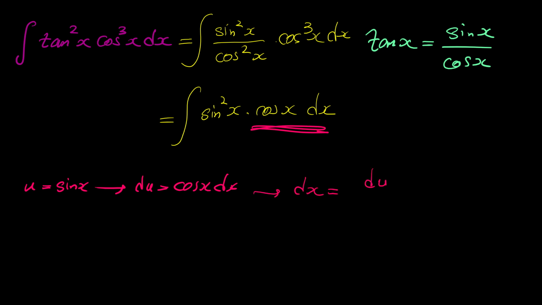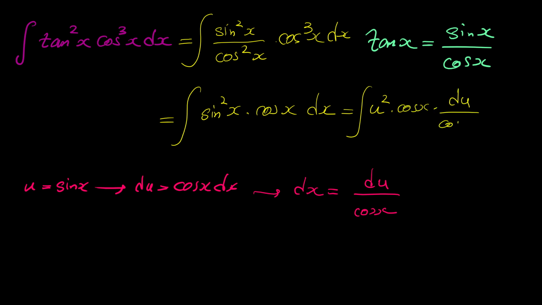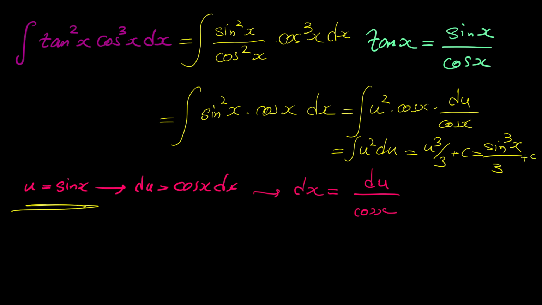dx would be du over cosine x, and now we can do the substitution. So this integral equals the integral of sine to the 2 is u to the 2, times cosine x times dx, which is du over cosine. Cosine with cosine cancels, and then we have the integral of u to the 2 du. The integral of u to the 2 is u to the 3 over 3. But what was u? Remember, u is sine of x. So this equals sine to the 3 x over 3 plus c.